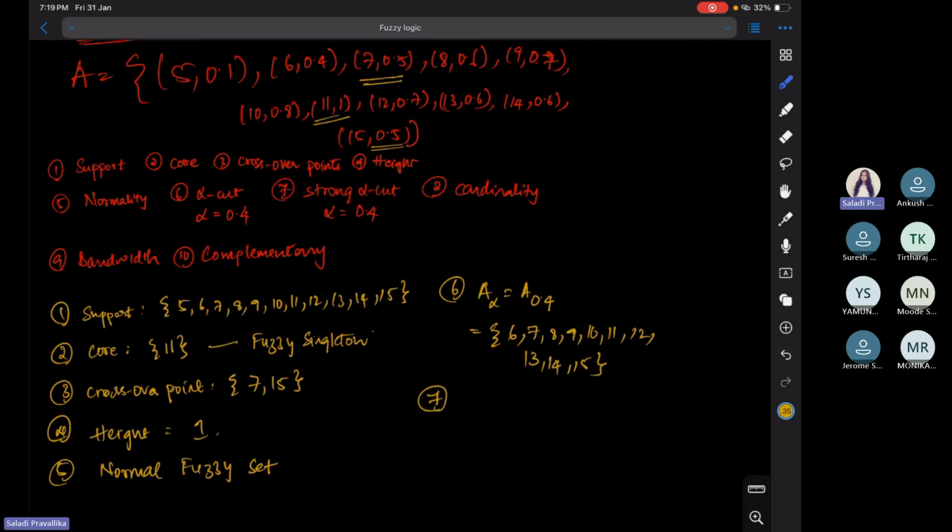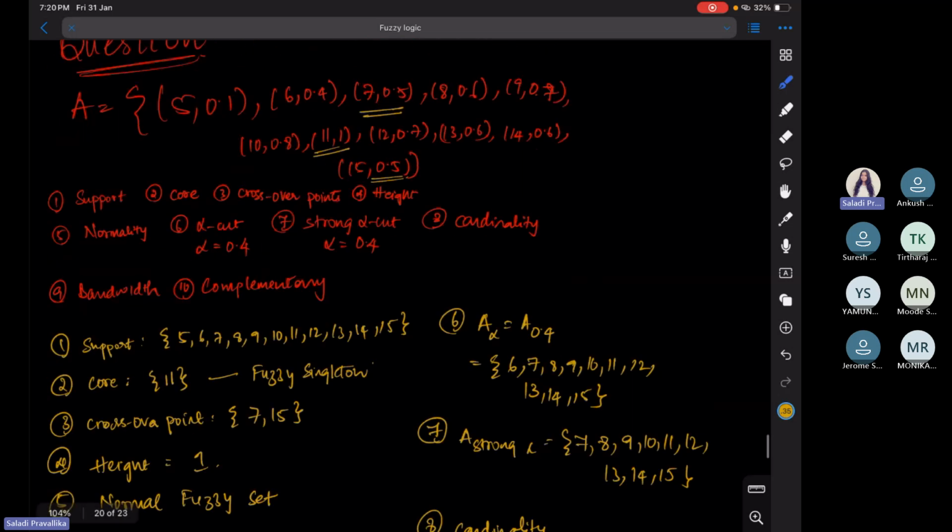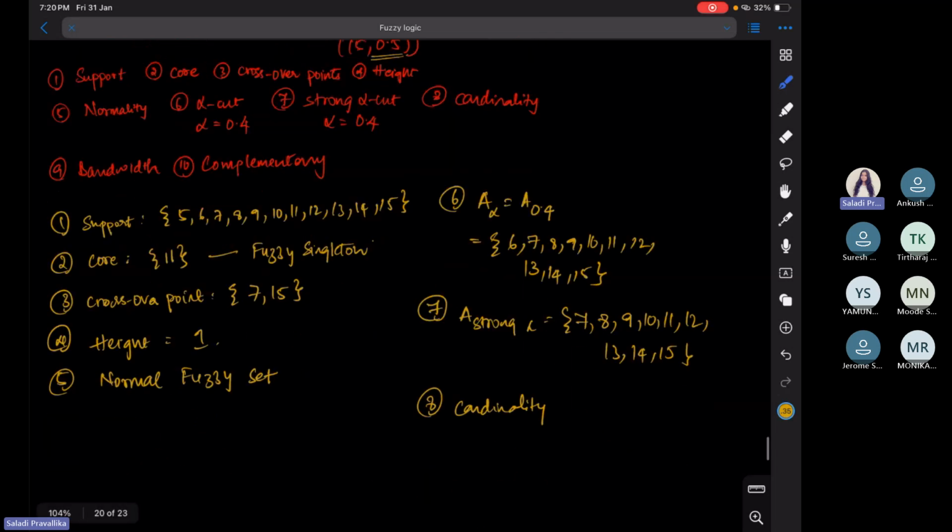If we are to find the strong alpha cut, 6 is the only one which will be omitted, and the rest will all be there: 7, 8, 9, 10, 11, 12, 13, 14, and 15. Next, cardinality. Cardinality means the total number of elements in the fuzzy set. So we have 5, 6, 7, 8, 9, 10, 11, 12, 13, 14, 15. We have 11 numbers, so the cardinality is 11.